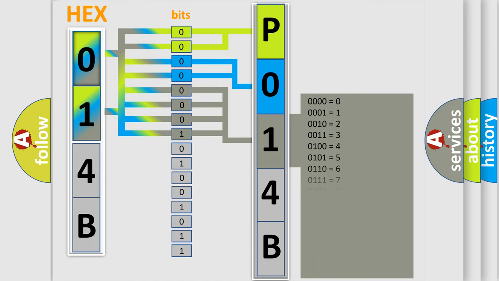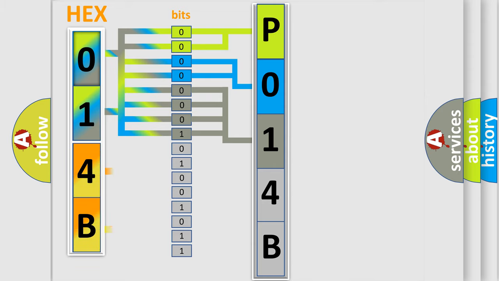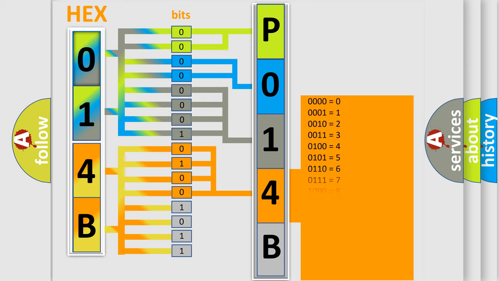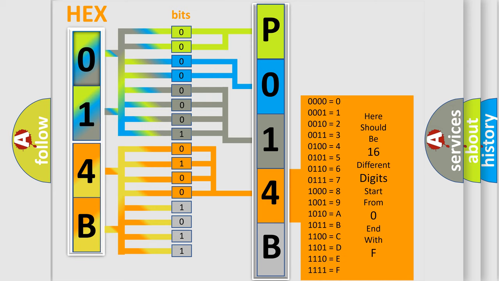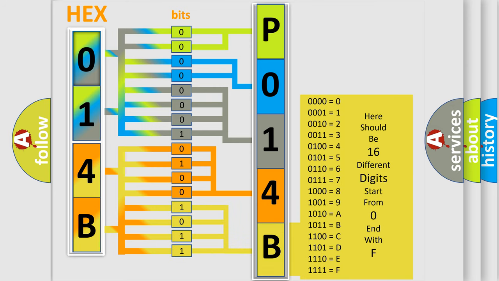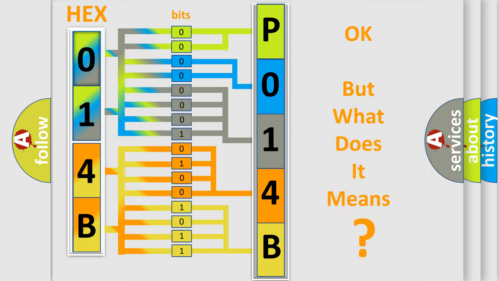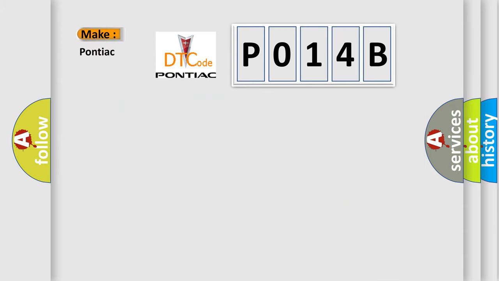The second byte is composed of a combination of 8 bits. The first 4 bits determine the fourth character of the code, and the combination of the last 4 bits defines the fifth character. A single byte conceals 256 possible combinations. We now know in what way the diagnostic tool translates the received information into a more comprehensible format. The number itself does not make sense to us if we cannot assign information to what it actually expresses. So, what does the diagnostic trouble code P014B interpret specifically for Pontiac?